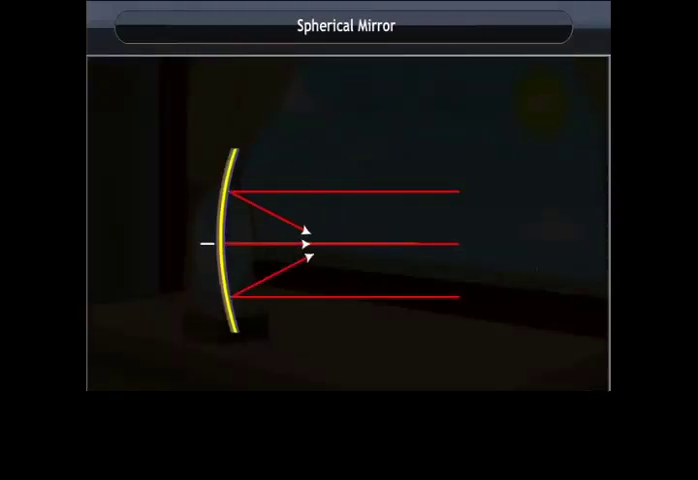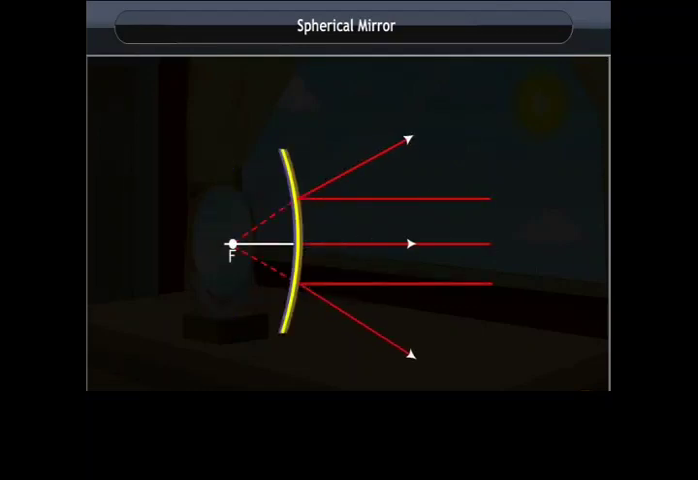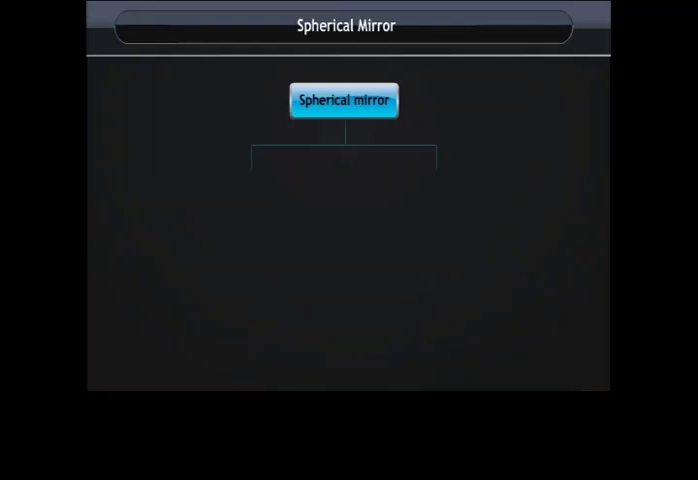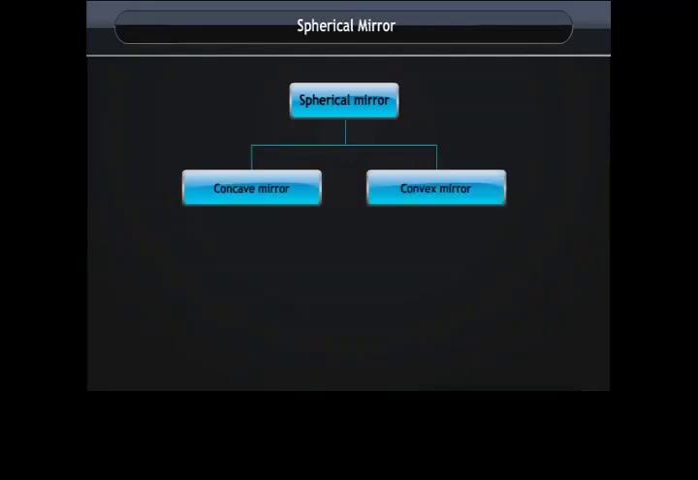Why does it happen? The light rays fall on the mirror and after reflecting, it converges at a single point. This single point is the focus of the mirror. The focus is the point on the principal axis on which the light rays parallel to the principal axis meet or appear to diverge from after reflection. Principal focus. In mirrors with small apertures or diameters, roughly half of the radius of curvature is equal to the focus point. Spherical mirrors are of two types: concave mirror and convex mirror.